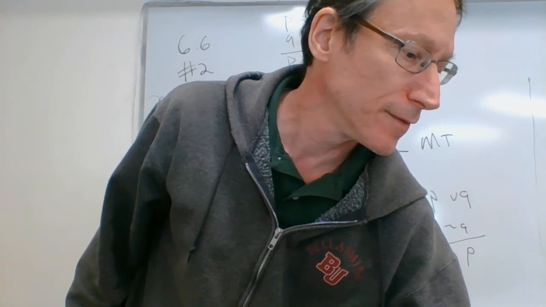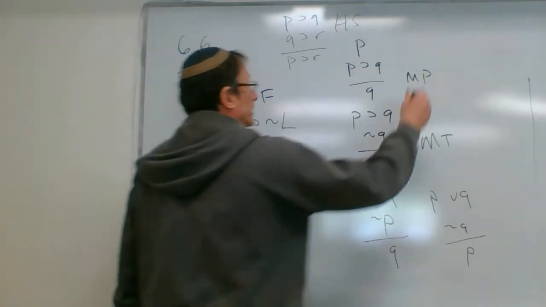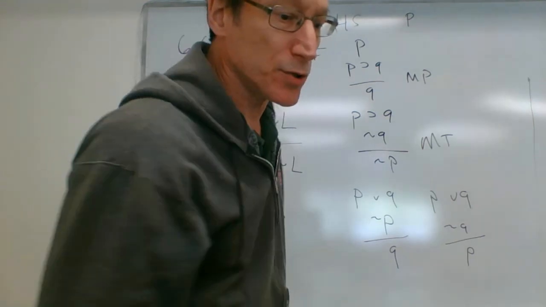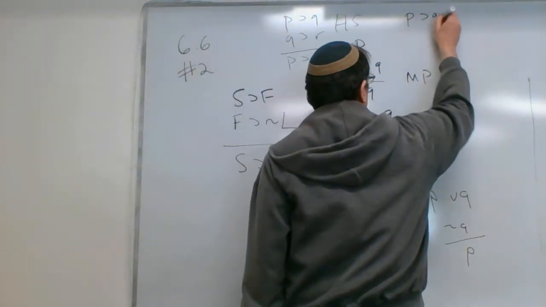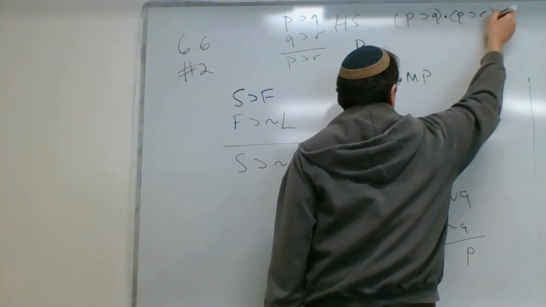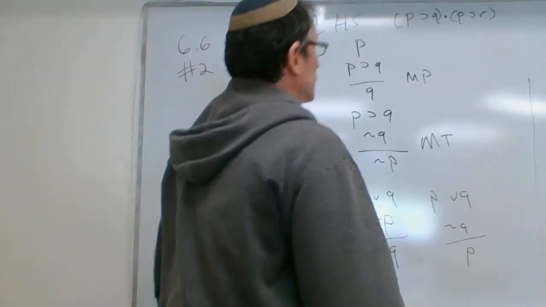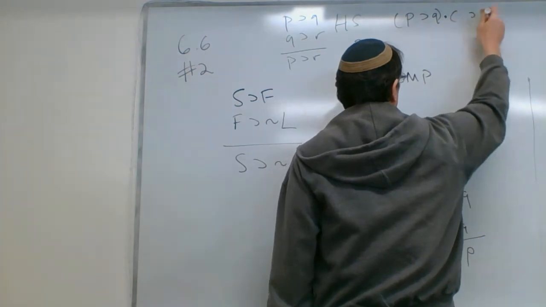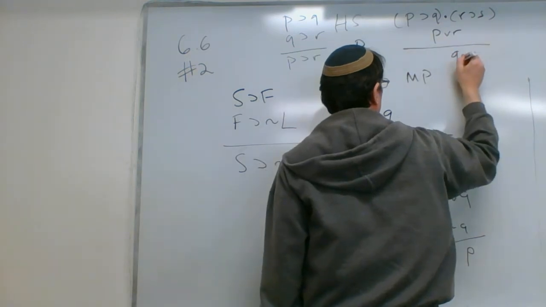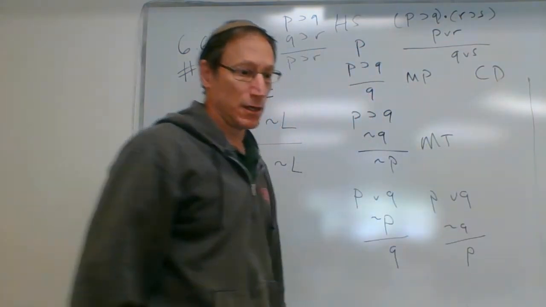Do they have that here? Yes, constructive dilemma is a little more complicated. You have P horseshoe Q and P horseshoe R. Excuse me, that's wrong. P horseshoe Q and R horseshoe S, P wedge R, therefore Q wedge S. That's called constructive dilemma, or CD.